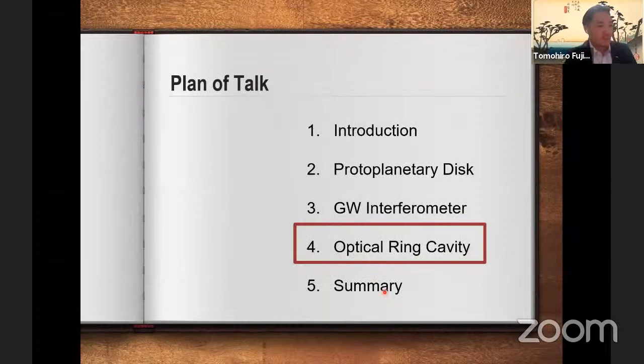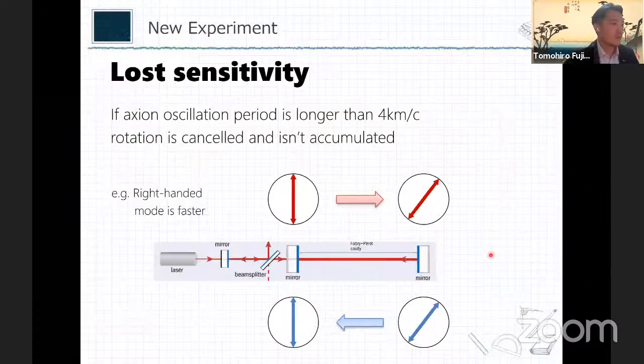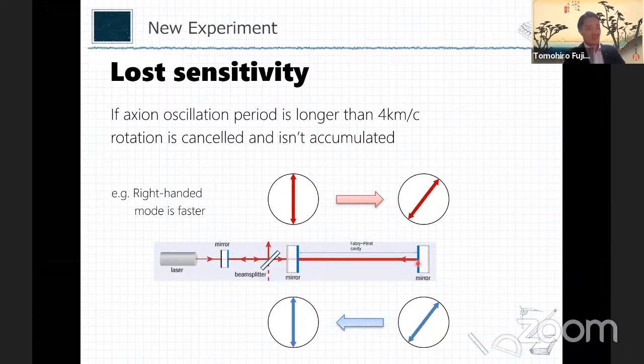So now finally, let me explain the optical ring cavity. I was asked to talk about it when I got the invitation. So yes, I show you again the same slide. In the case of a gravitational wave interferometer, since photons go and back, they get flipped here, and go back and forth. So in many cases, unless you're very lucky, the rotation of the polarization plane is canceled out, and you're left with a very small, tiny effect.